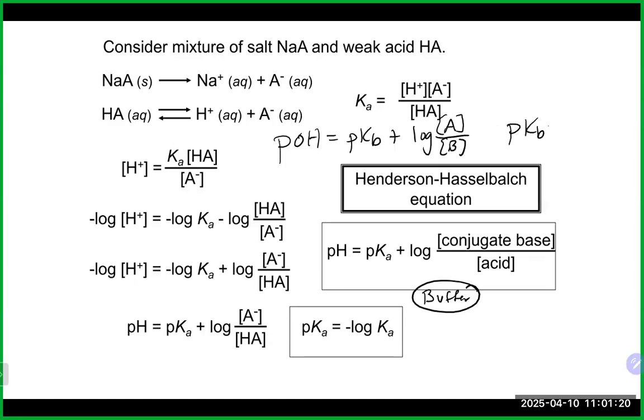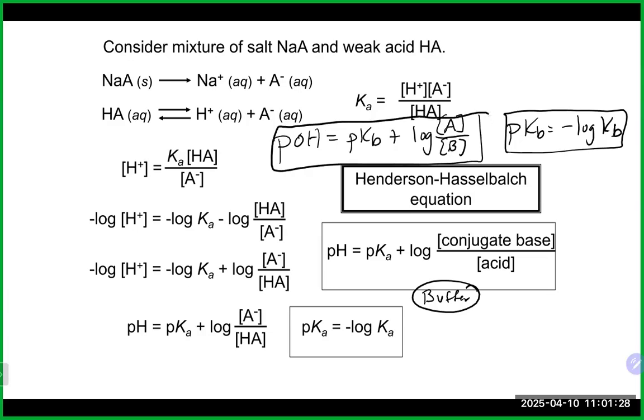pKb in this case would equal negative log of the Kb value. So this is also another version of it, but in my opinion, I wouldn't use it because most of the time you're looking for pH. So why not just use the equation that's going to give you the answer you need? You could use the Henderson-Hasselbalch equation with pH for acidic conditions, basic conditions, neutral, it doesn't matter. So you might as well, in most cases, just go into here and use it.